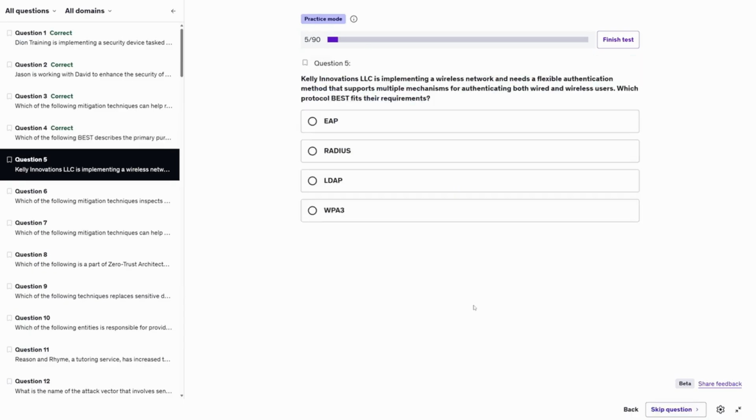Kelly Innovations LLC is implementing a wireless network and needs a flexible authentication method that supports multiple mechanisms for authenticating both wired and wireless users. Which protocol best fits their requirements?